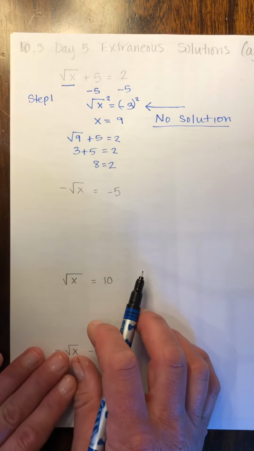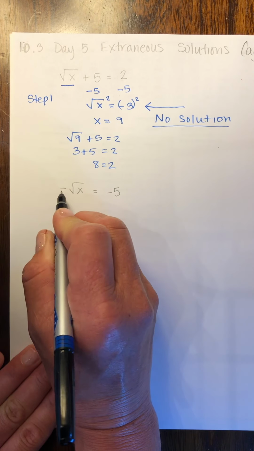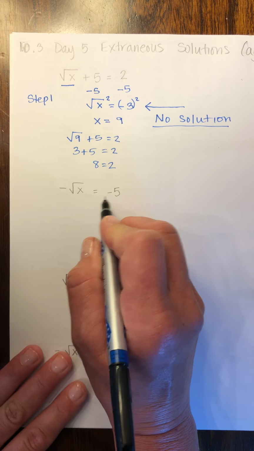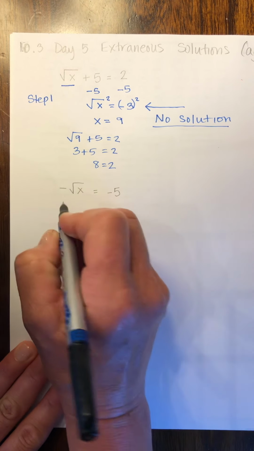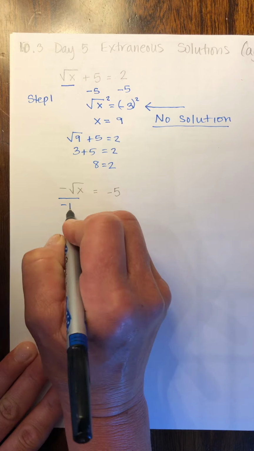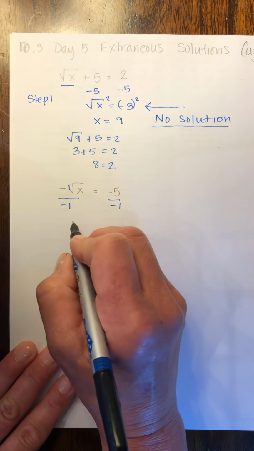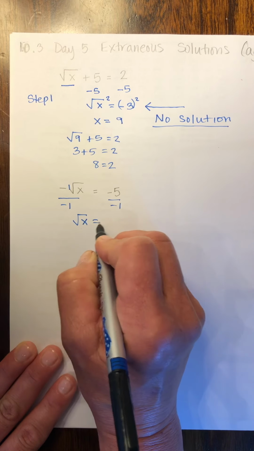The next one I'm going to have you do on the form is one that has a negative here and a negative there. Well, you can't call this one a no solution because the square root of x is not by itself yet. So you divide by -1. That undoes that negative out there. Divide by -1. So you have the square root of x equals 5.